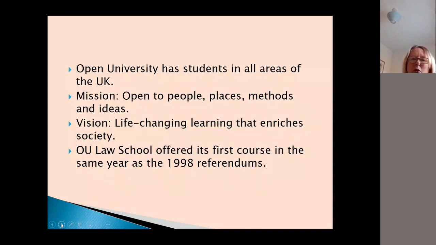So just touching upon the Open University for a moment, because as a law school we are in a unique position because we have students in all areas of the UK, and the mission of the university is to be open to people, places, methods and ideas. So this fits very well with this liberating, critical approach that we've adopted. And the vision of the university is about life-changing learning that enriches society.